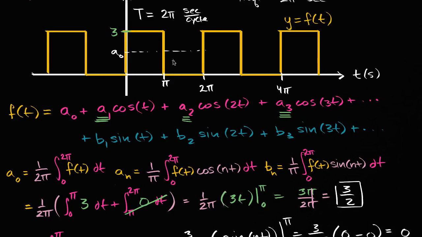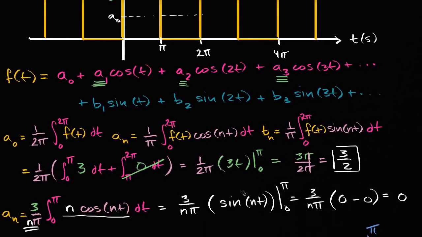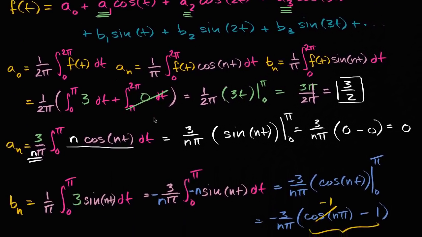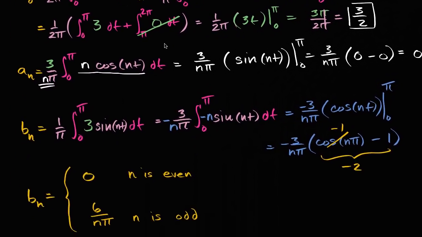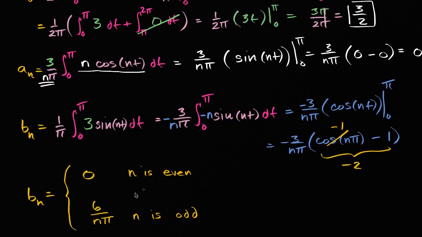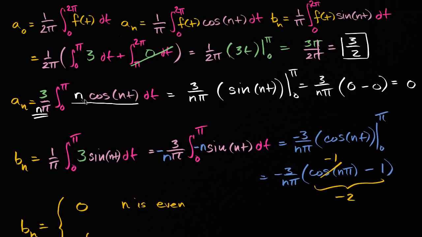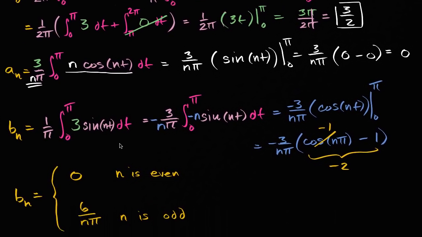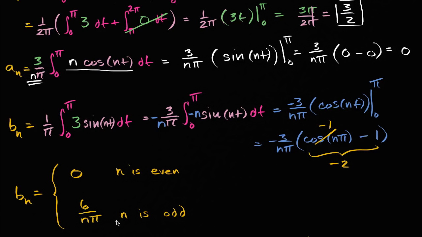And evaluating it for this particular square wave, we were able to get that a sub 0 is going to be equal to 3/2, that a sub n is going to be equal to 0 for any n other than 0, and that b sub n is going to be equal to 0 if n is even, and 6 over n pi if n is odd. So one way to think about it, you're going to get your a sub 0. You're not going to have any of the cosine terms, and you're only going to have the odd sine terms.